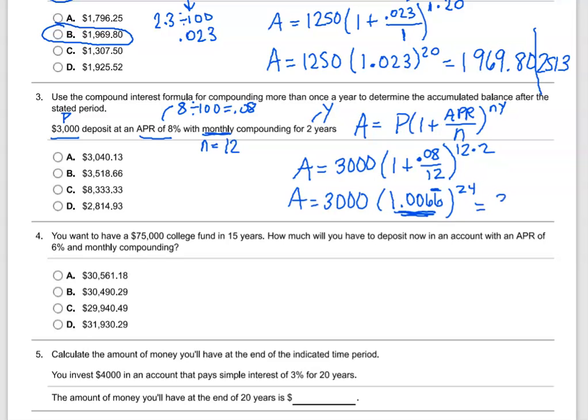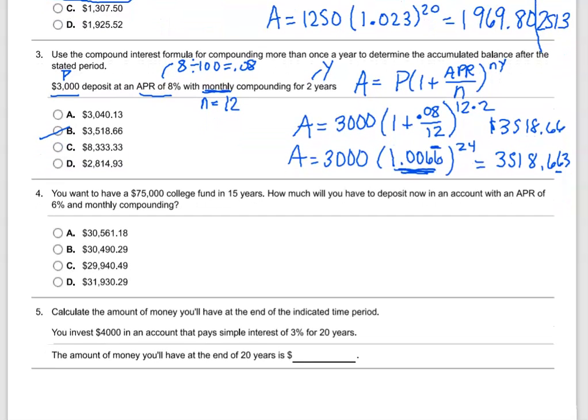And I'm getting 3,518.663, and it keeps going. But I know I'm stopping here because we're talking about money, which is going to be this one, B. So $3,518.66. Are you good? Okay. We've got 3 more to look at. If you need me to slow down, please stop me. Okay, we work these in class a lot, but I understand it might just be now starting to click some.